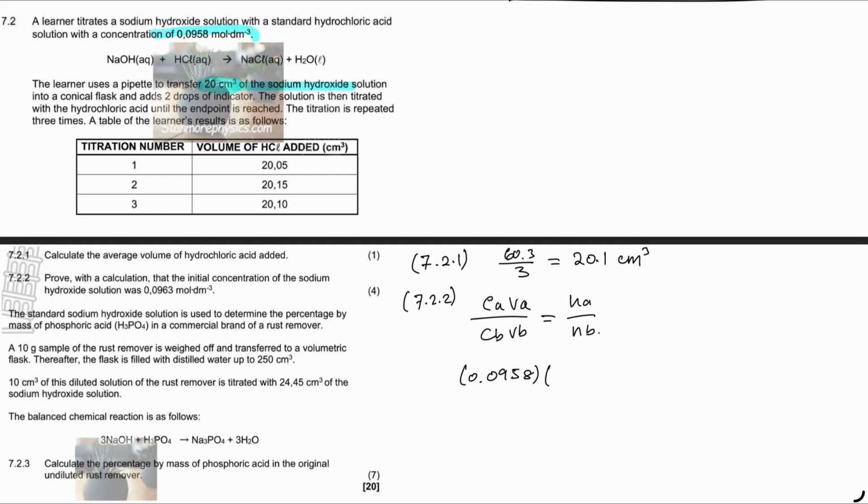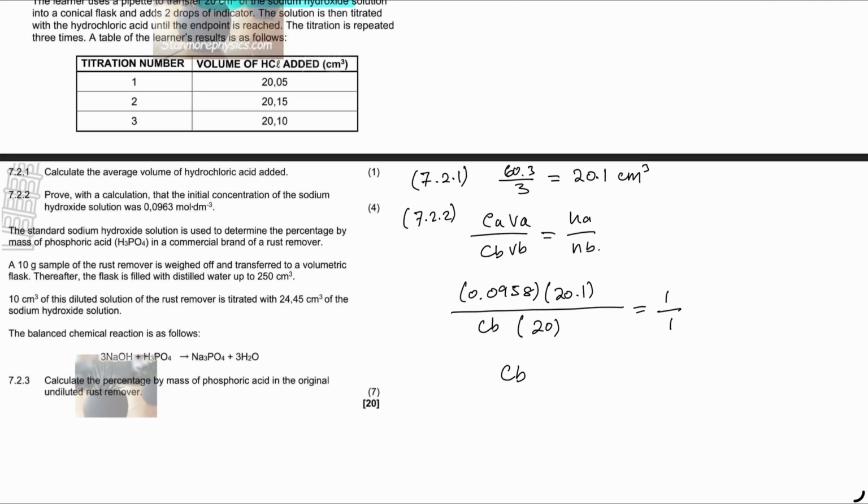0.0958. The volume of the acid is what we just calculated, 20.1 being the average, divided by CB, which is what we want. The volume of the base, they tell us, is 20 cm cubed, and NA over NB is from the reaction. It is the coefficients, 1 to 1. So it's 1 over 1. We can now calculate CB, and CB is equal to 0.0963 moles per dm cubed.